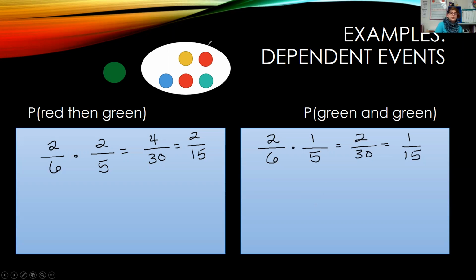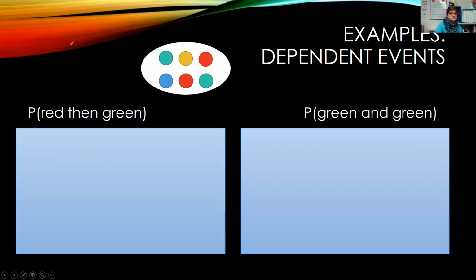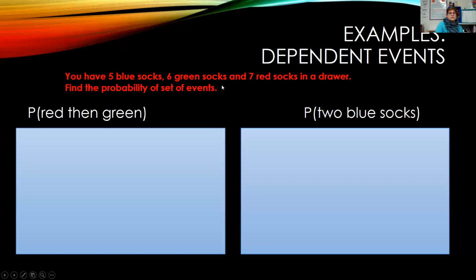And we're going to look at one more example. This one won't have any pictures with it, so we'll have to think a little bit more. Okay, so let's assume we have 5 blue socks, 6 green socks, and 7 red socks in a drawer. We want to find the probability of a set of events. So we want to know the probability that if I reach into a drawer, I'll get a red sock and then a green sock. So we're not going to put the socks back.